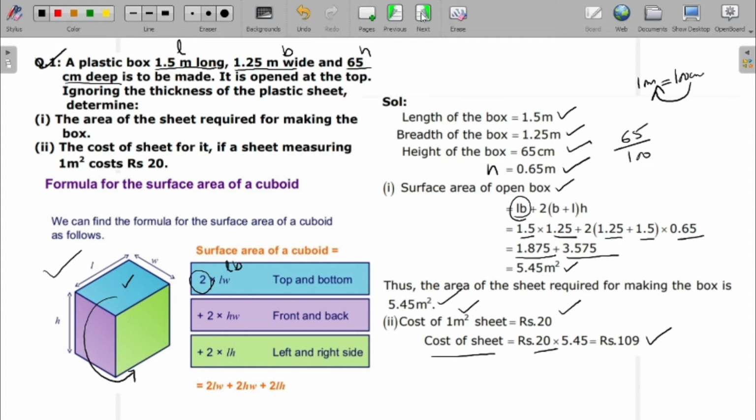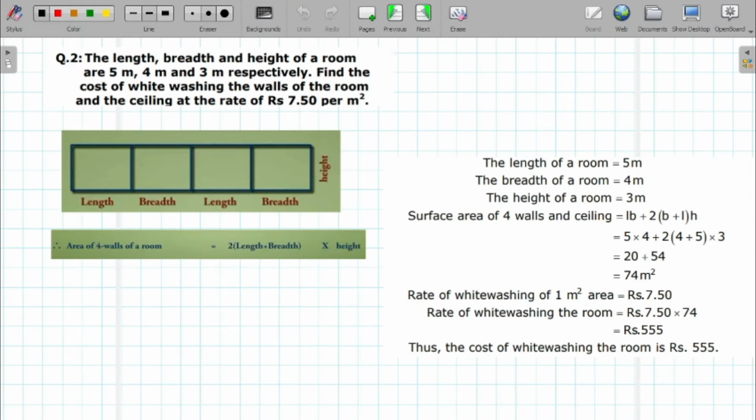Now let us move to question number 2. Here we have question number 2. In question number 2, the length, breadth and height of the room are given respectively. That means first is length, so this will be the length. Then breadth, this will be the breadth. Then height, this will be the height.